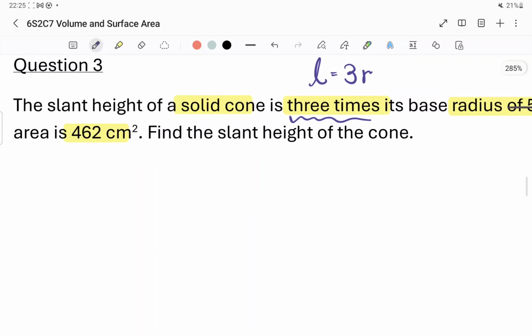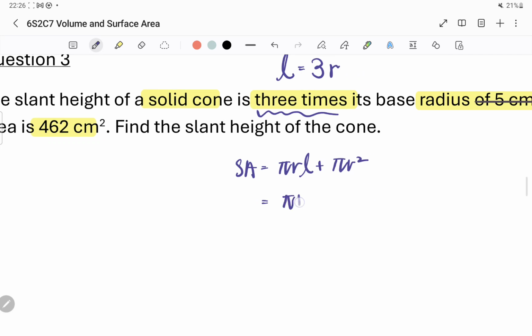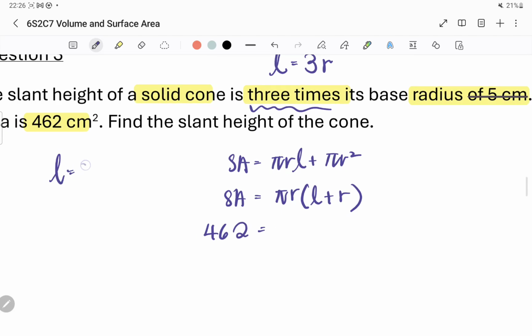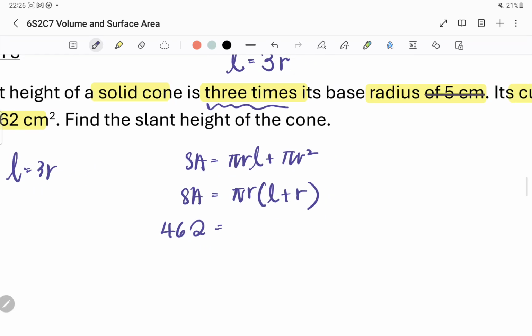So what I want you to do is, looking at this, first write down the surface area formula. We have pi r L plus pi r squared. Then factorize out the pi r, so you have pi r times L plus r. Surface area is still the same thing. Now substitute the value in, 462. But what do you realize? Your r and L, you have 2 variables. You want to make it one variable only. So here I put pi r, and L I'll substitute as 3r, because I already mentioned the slant height is 3 times the base radius.